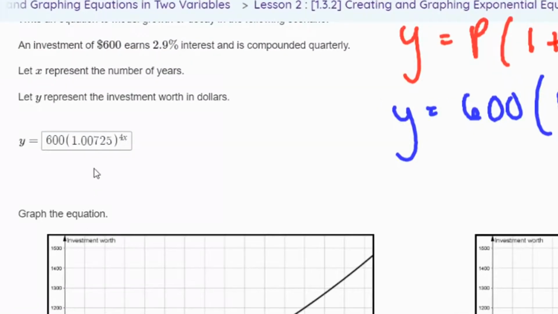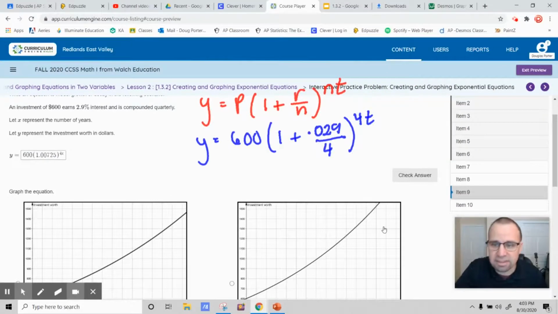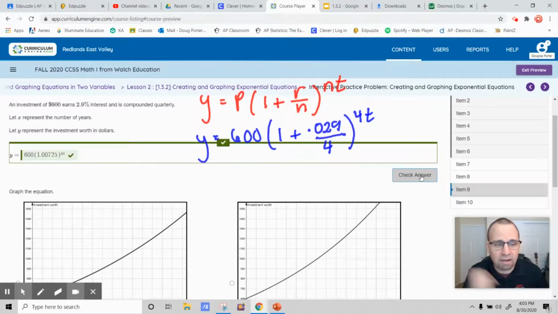So using my calculator, I went ahead and simplified, and I'm going to check my answer here. Y equals 600 times 1.00725, and then raised to the 4. I'm putting X instead of T. Let's see if we got that. All right, we got that.